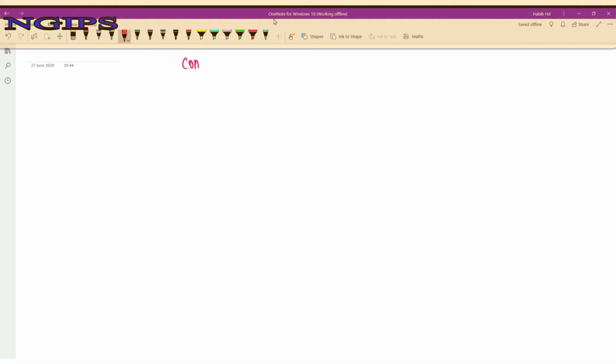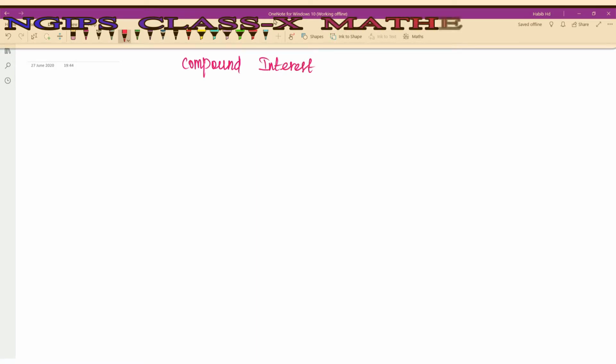Today's session we are going to discuss compound interest. In that compound interest, we are going to discuss exercise 2A. We have completed already 5 questions. So I am going to continue with the 6th one.